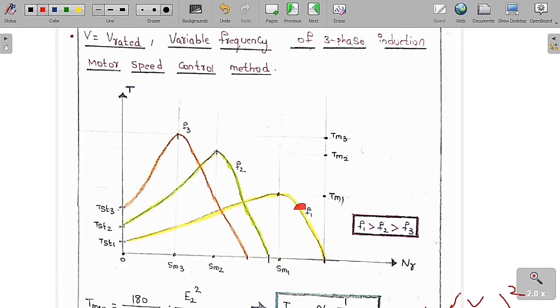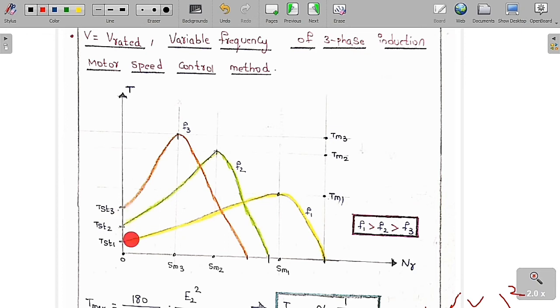Now we are going to plot these things on this graph. I have already told you it is the torque with respect to speed characteristics. Whenever the frequency increases, the synchronous speed increases, so you can see the synchronous speed is increasing. And whenever the frequency increases, the maximum torque decreases, so you can see the maximum torque is decreasing. And the starting torque is also decreasing as the frequency increases.